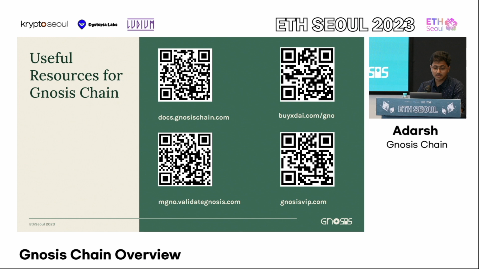There's also the mGNO validate Gnosis site, which converts your GNO to mGNO. mGNO is what you use to stake on Gnosis chain, and this is the website you can use to convert between the two. mGNO is similar to wrapped ETH, and the ratio here is 32 mGNO to 1 GNO.